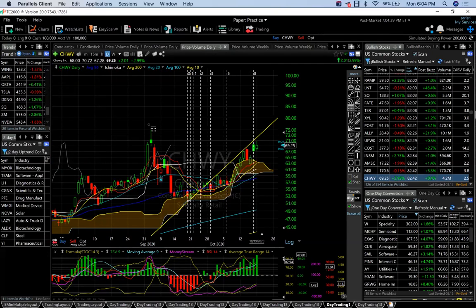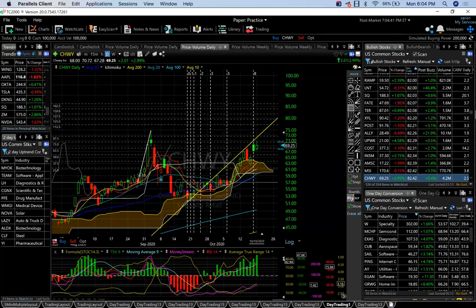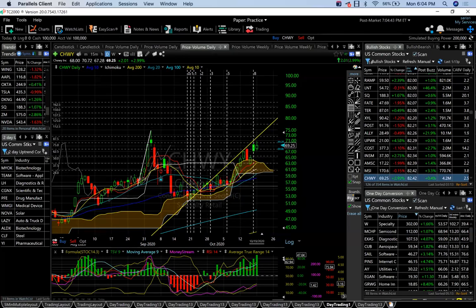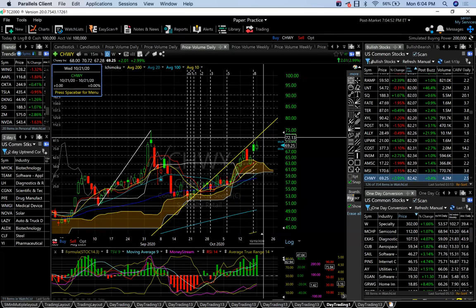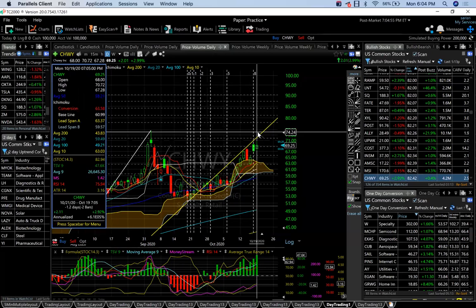Why? Because if you see the Fibonacci, if I draw from here to here, or according to you, from here to here, which is again a 23.6% retracement, it can go to 72.13, which can be reached maybe tomorrow or something like that.